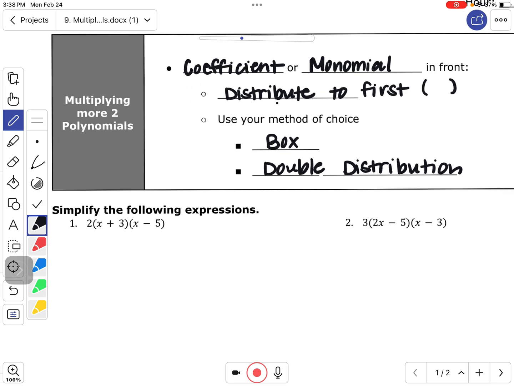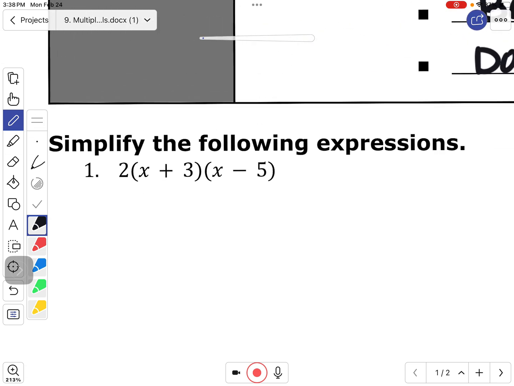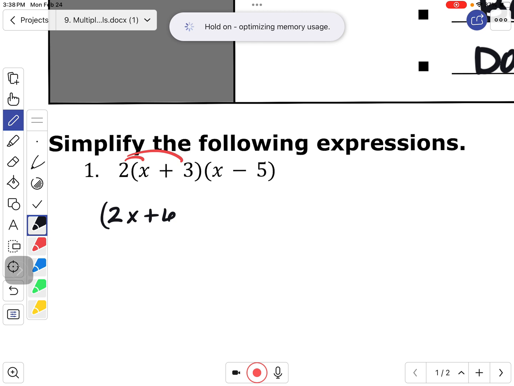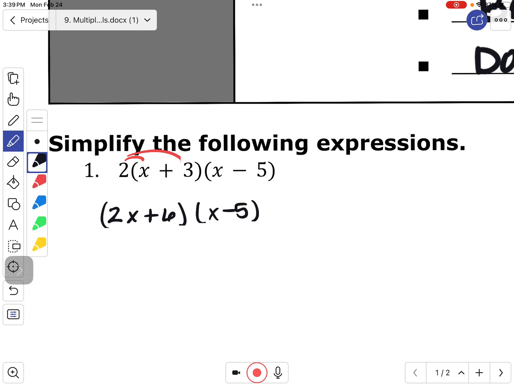Okay, so let's look at this first one. So if I'm looking at this 2 times x plus 3 and I'm multiplying that by x minus 5, the first thing I want to do is distribute this 2 to both those pieces. So 2 times x is going to give me 2x and 2 times 3 is going to give me a 6. So those are going to go in your first set of parentheses. And then my second set of parentheses are going to stay exactly the same. Okay, once I have that, like I said, you can use the box method or the double distribution. The first two are going to use the box method.